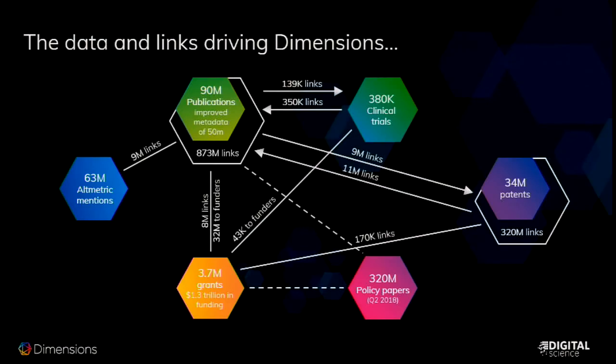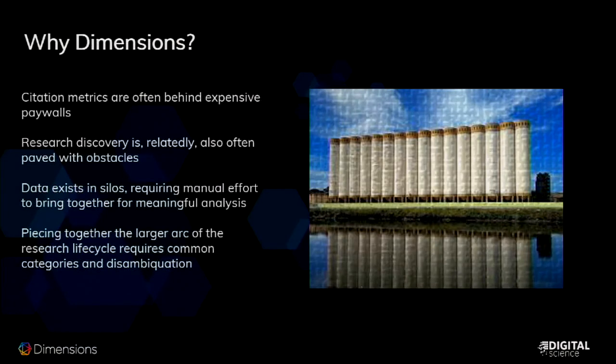So this is a little picture of all of the links in Dimensions back and forth. You'll see the pink hexagon. Is that a hexagon? Yes. Is policy papers. They're going to be added in 30 to 60 days from now, and that's working with Altmetric to discover those links.